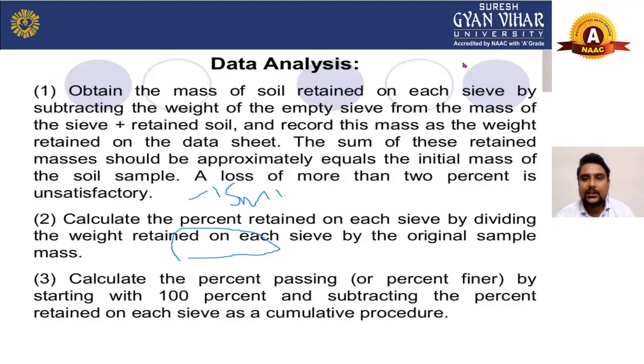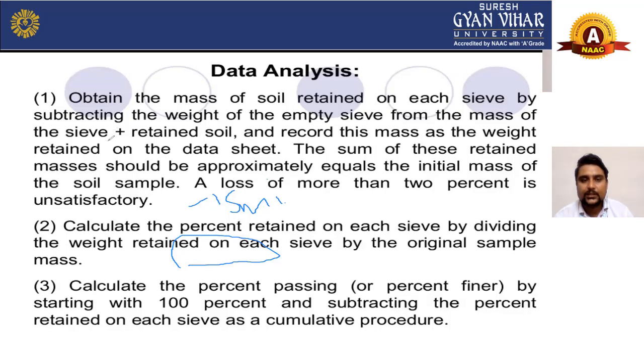Now we will see the data analysis, how we will do the data analysis of these things. First, you can see here, obtain the mass of the soil retained on each sieve by subtracting the weight of the empty sieve from the mass of the sieve plus retained soil, and record this mass as the weight retained on the data sheet. The sum of these retained masses should be approximately equal to the initial mass of the soil sample. A loss of more than 2% is unsatisfactory.